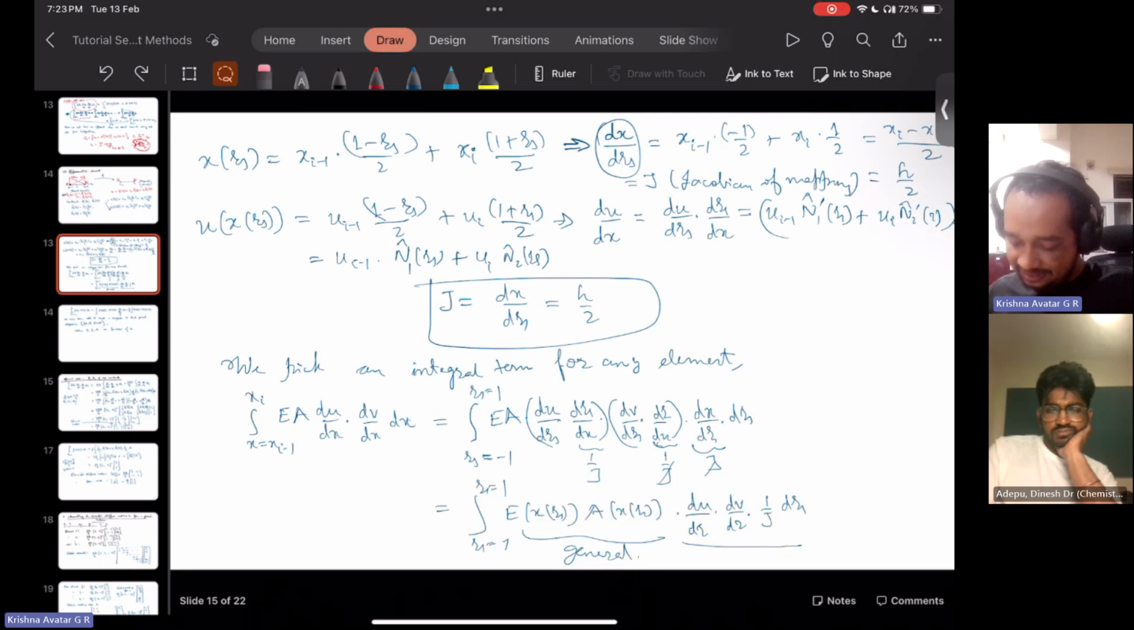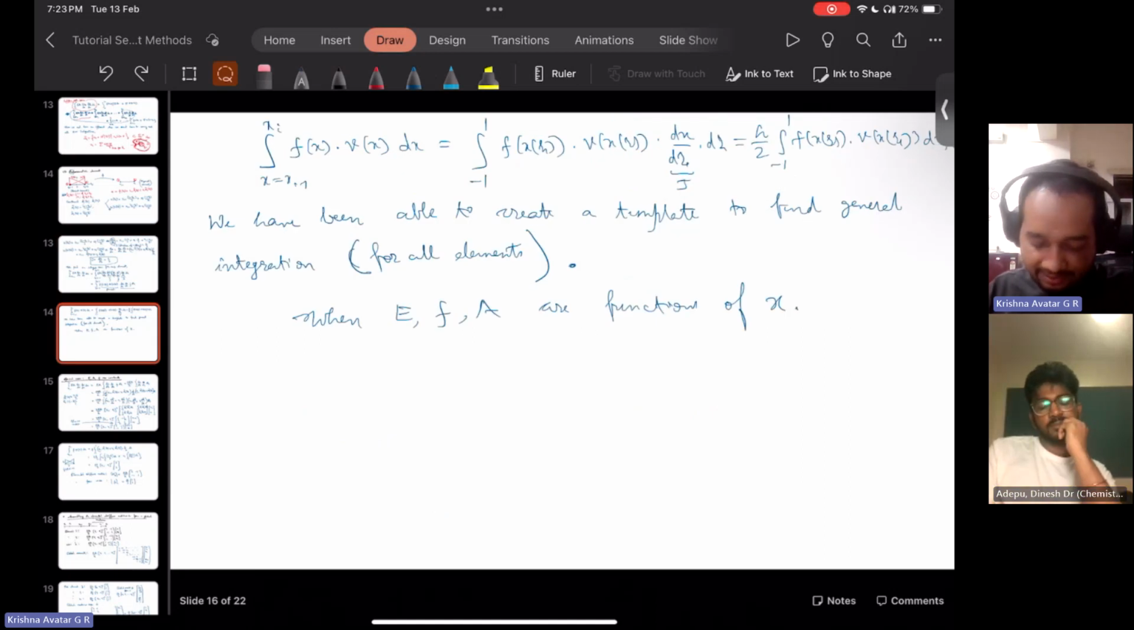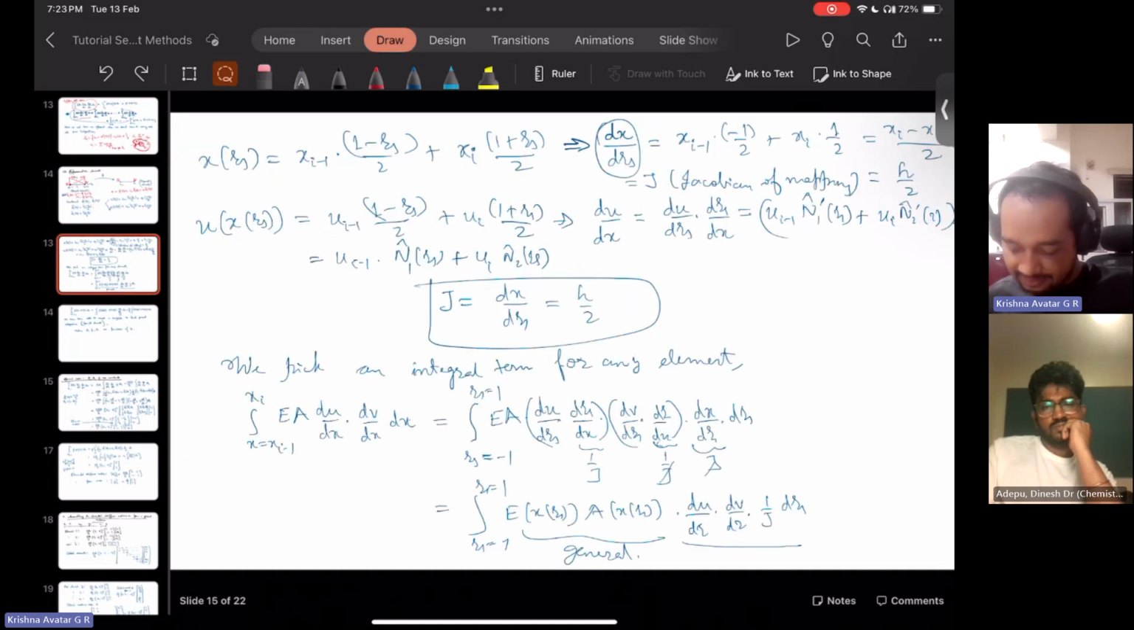See, now we have a general approach. Any interval we can map to this particular bi-unit domain, ξ from -1 to 1. And likewise for the forcing function, we can do the same. Now we have been able to create a template to find general integration. And this is when E, F, and A are functions of x, because E is still a function of x, and area is also a function of x.